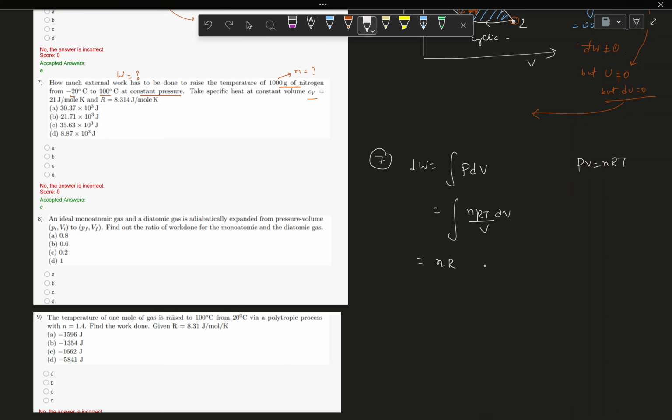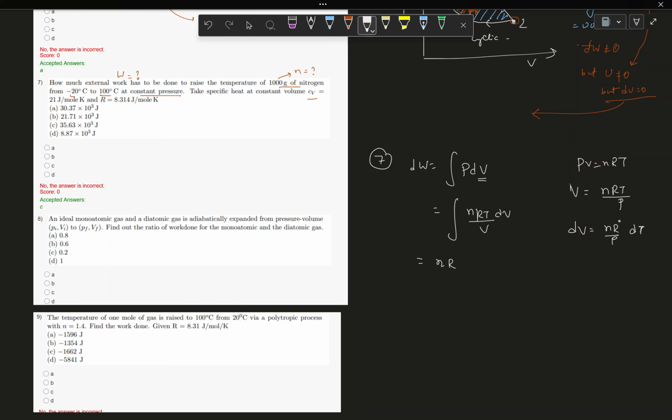N is the number of moles, R is the universal gas constant, and temperature is something that is changing in this case, so we cannot write it like that. So you have to change the integrand from V to temperature, because dT is the changing temperature in this case. We do not have information about V1 and V2, but we have information about T1 and T2. So let us use that. We can write V equal to nRT by P, and so dV equal to nR by P dT.